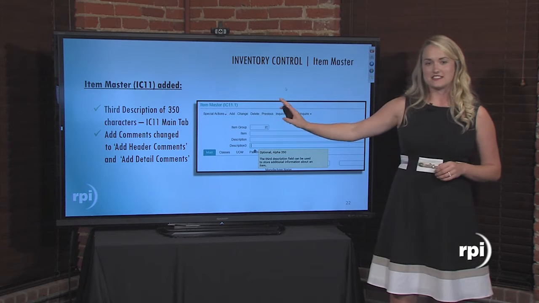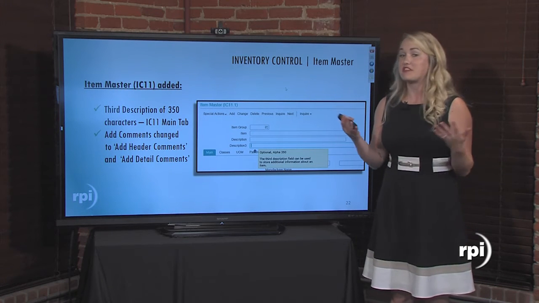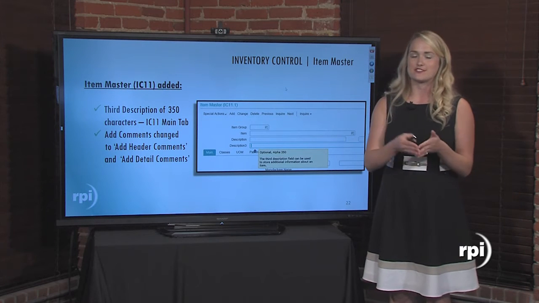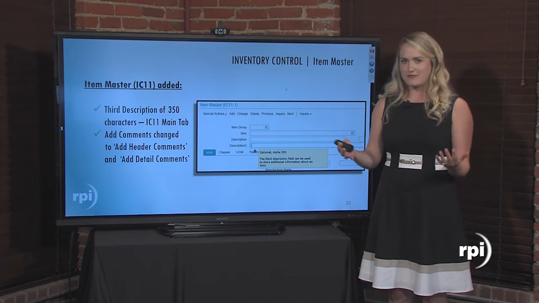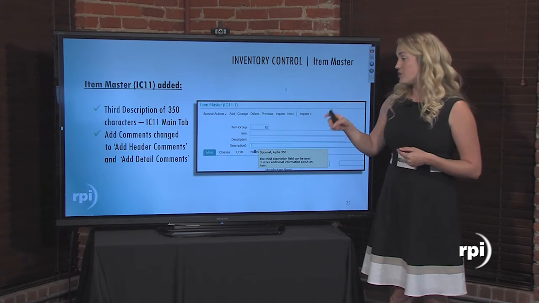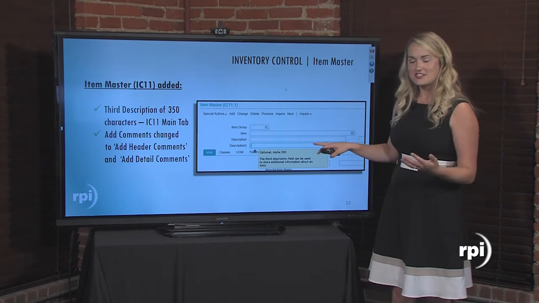Next, we've got the IC11 Item Master. They've actually added a third description, which is a whopping 350 characters, which is really exciting because before, description 1 and 2, they're pretty limited, and sometimes you have a lot of information you want to share with your requesters and everyone else. So if you want to use this description 3 with the excess number of characters.